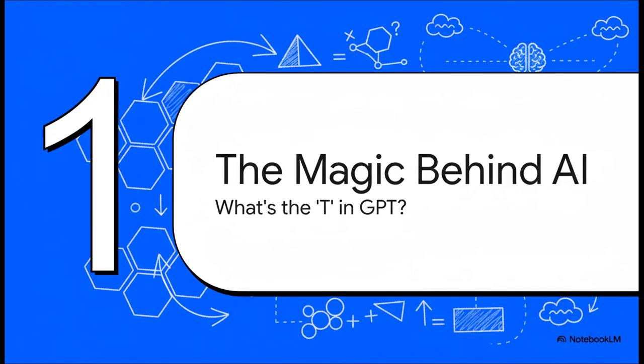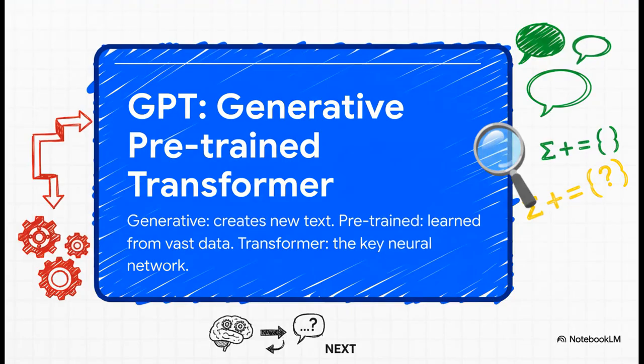Okay, so let's start with an acronym we've all heard a million times by now, GPT. Turns out, the answer to what makes it all tick is hiding right there in its name. So GPT stands for Generative Pre-trained Transformer. Generative is pretty straightforward. It creates new stuff. Pre-trained tells us it did its homework, learning from a truly massive library of data. But the letter we really care about today, the part that changed the entire game, is that T for transformer. That's the core invention we're here to unpack.